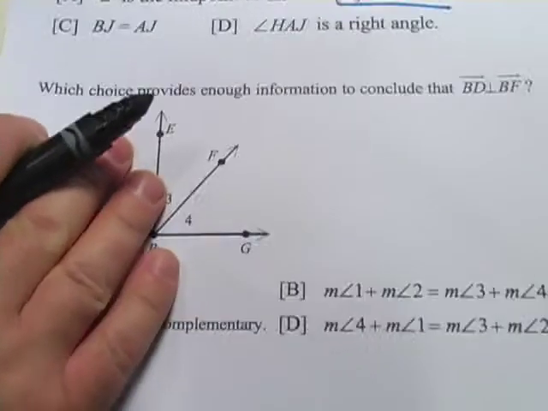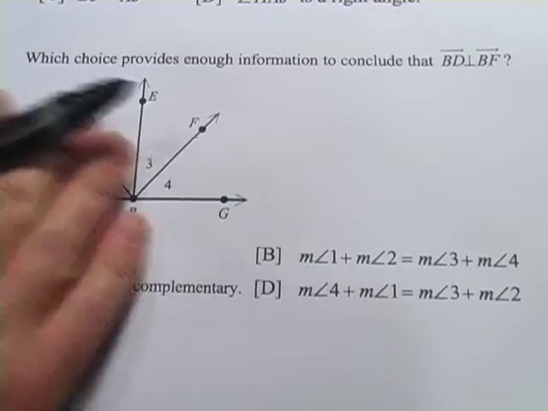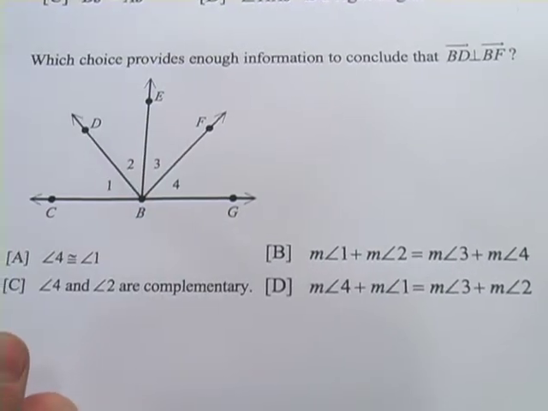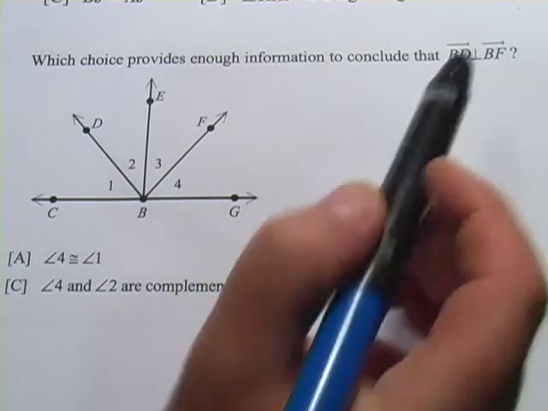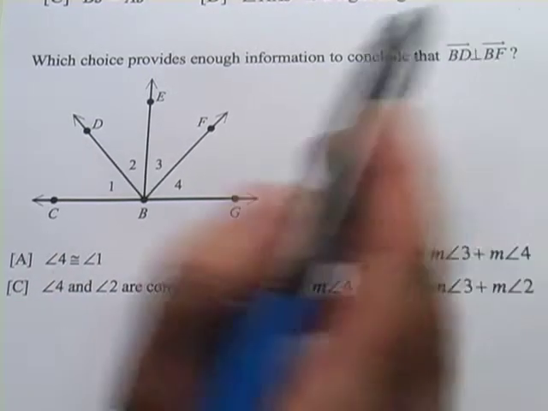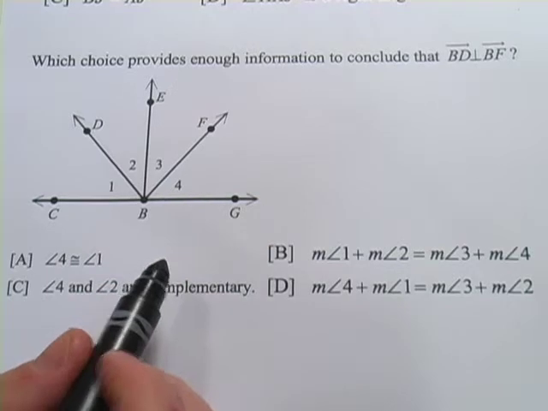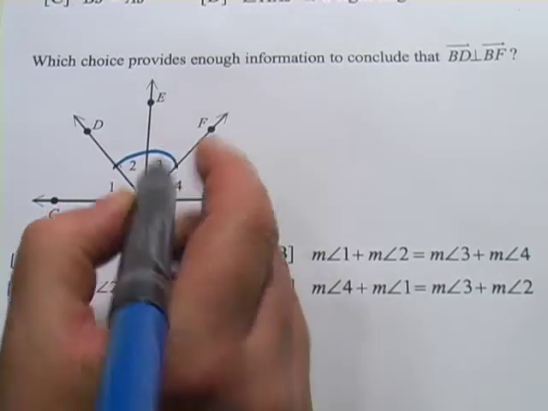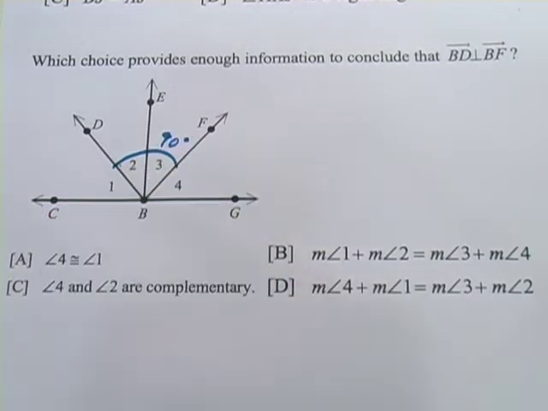All right, let's look at one other kind of tricky one here. This one says, which choice provides enough information to conclude that BD, so this ray right here, is perpendicular to BF? And so what they're really saying is that this chunk in here is 90 degrees. What's the information we need to know to prove that?